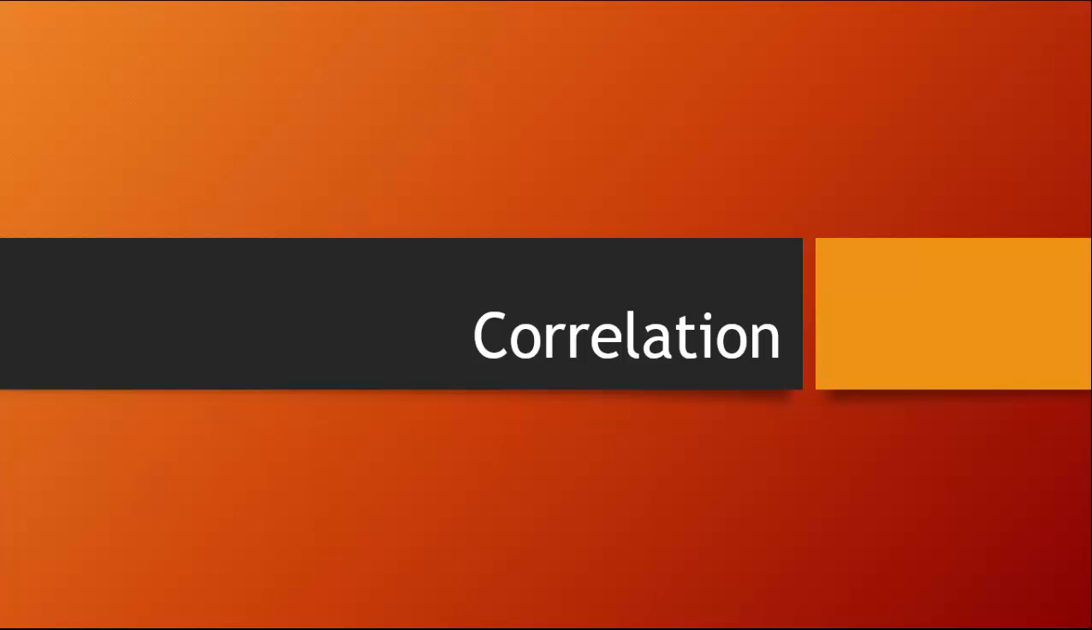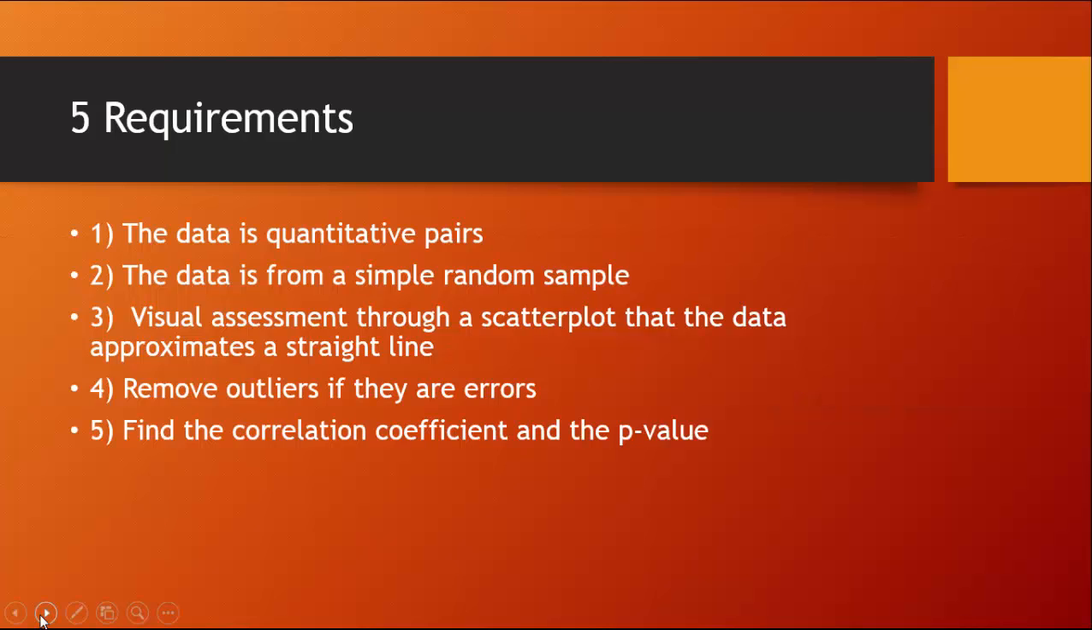Let's focus a bit more on correlation itself. There are 5 requirements that we must meet if we're going to look at correlation. First, the data is from quantitative pairs. So we have to have numbers, and it has to be paired. We already talked about spurious correlations, fake correlations, when we did not start out with paired data.